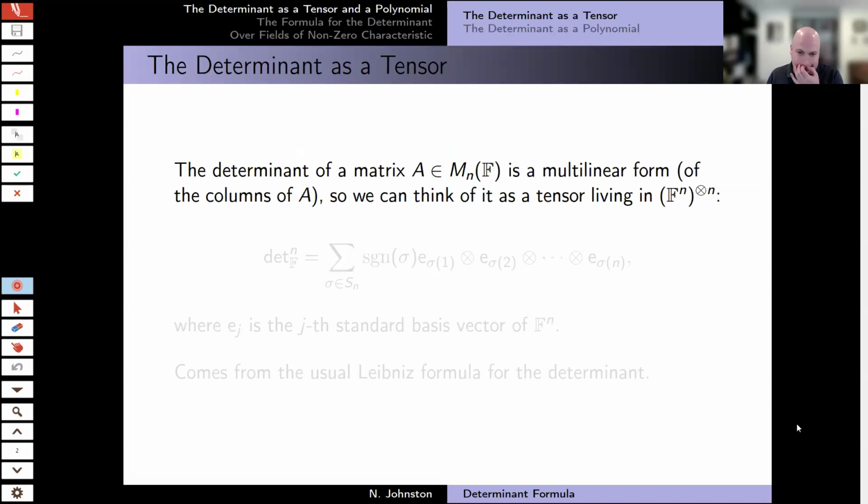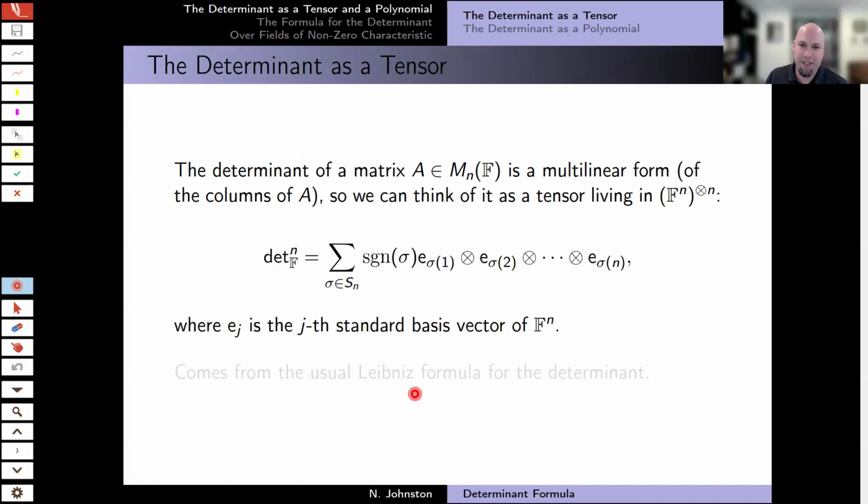The way that I like to think about the determinant is as a multilinear form. So we can think of it as a tensor. If F is whatever field I'm working over, then I can think of it as a tensor living in F^n tensored with itself n times. If you don't know what tensors are, don't worry about it too much.